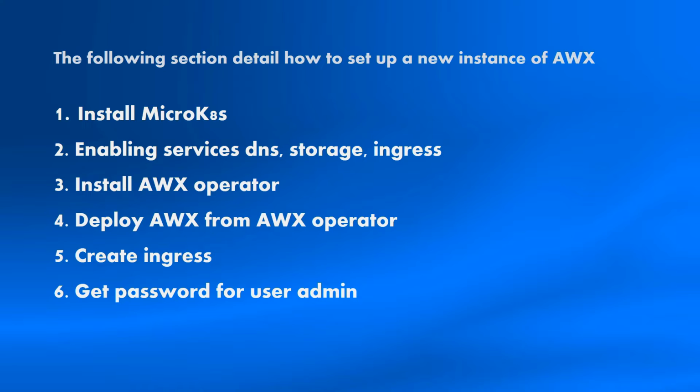The next step is to deploy AWX from the AWX operator. Here you need to define a YAML file that describes your AWX installation. And the next step is to create Ingress. We will create a YAML file which describes Ingress settings and also define the domain name in here. And the last part of this explanation will be getting the password for user admin. We generate a random password with a command and log in to our AWX server.